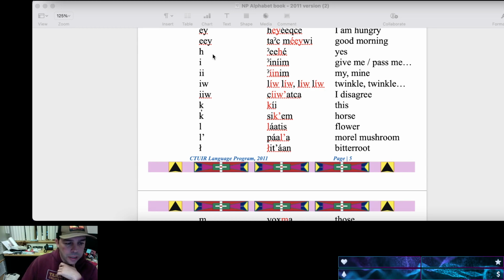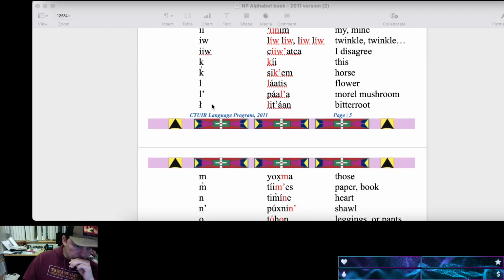The H is just like English. The I is just like English. It makes the E sound. I guess I can make a couple different sounds, but here it makes the E sound. So when we're asking for somebody to pass something to us, we say inim, and it can be lengthened too. You can make it long, and it has a diphthong with the W as well.